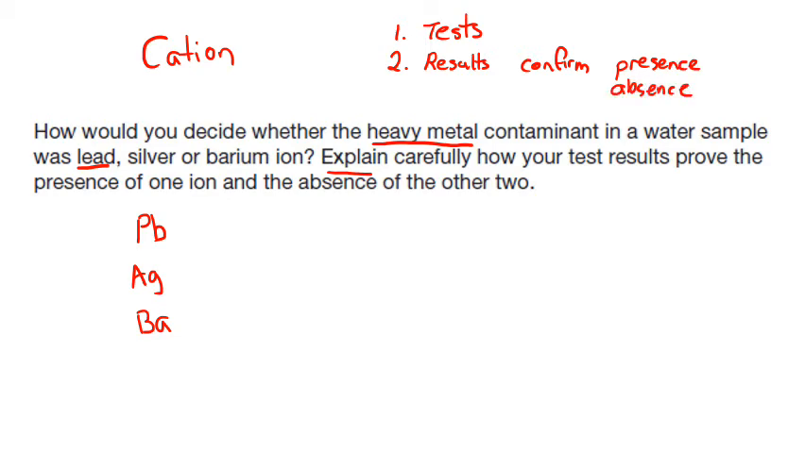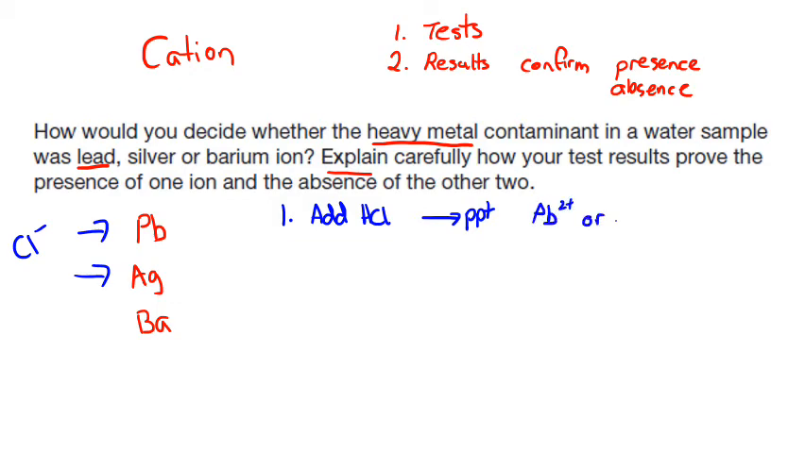All right, let's have a look here. What would I do? I'd look at these two first because I know these two react with chloride. My first test, and I might write this down as dot points, would be to add HCl. If I get a precipitate, that means it could be lead or silver.